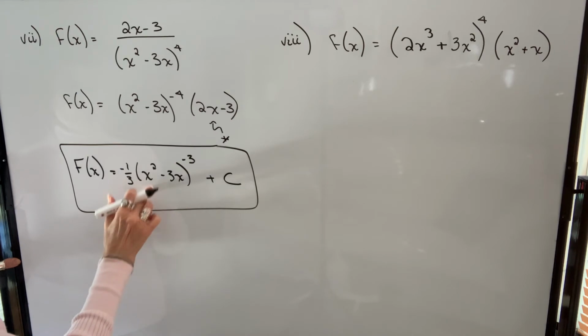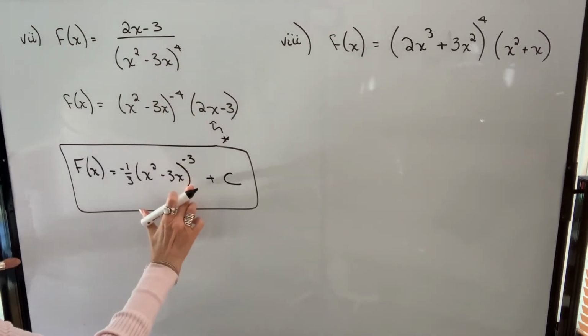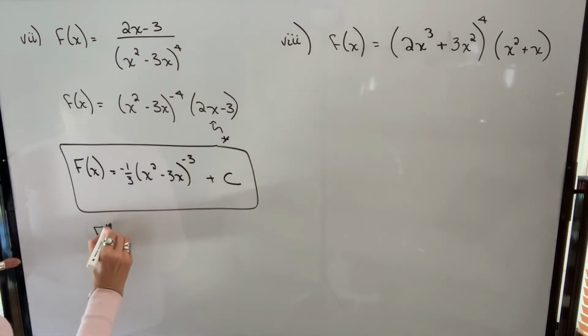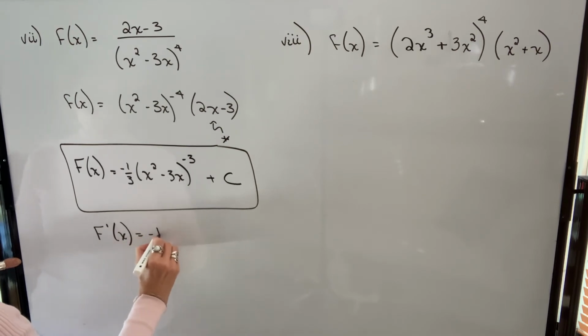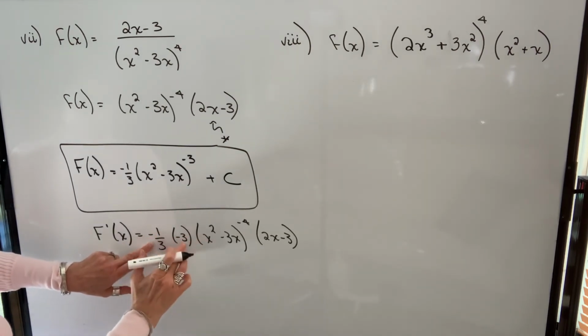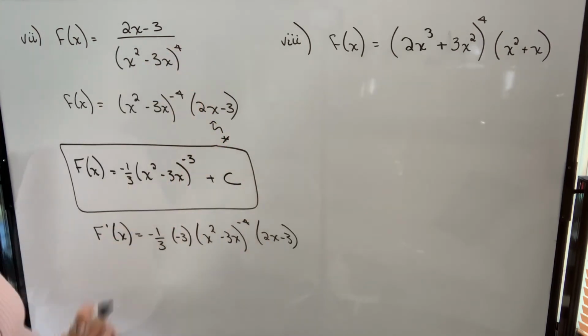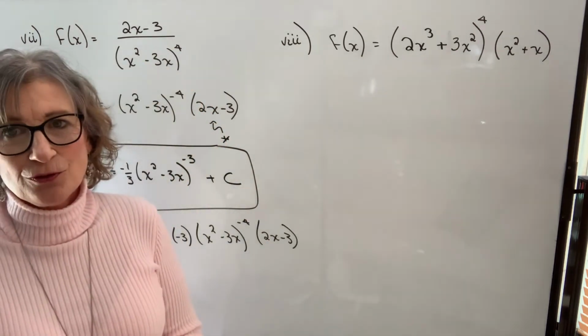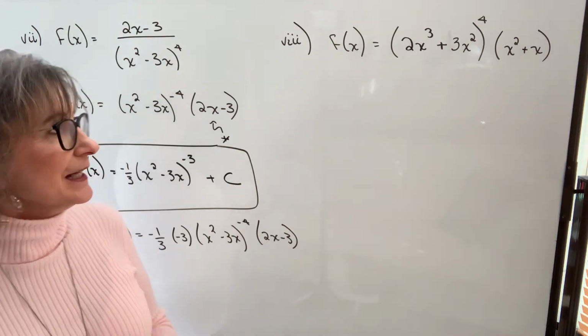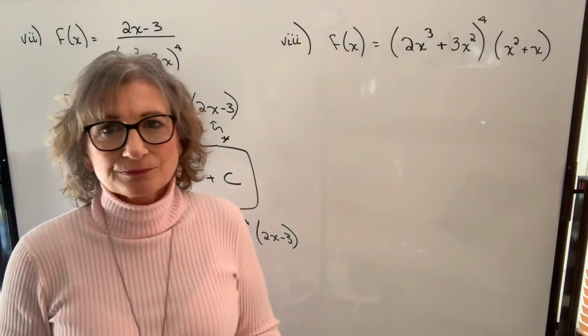This would be the antiderivative of this function, and let's just do a quick check by finding the derivative of this. When we clean this up, negative 1/3 times negative 3 is a 1. So it's this times this, which is this function. So it's very easy to check to see if you've done it correctly. Let's do one more example.